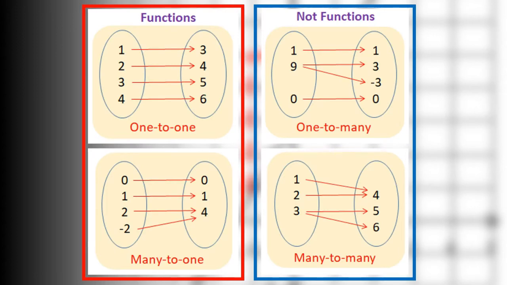Okay? Sa red box, meron tayo diyang functions, illustration of functions, and sa blue box, meron tayo diyang illustrations ng not functions. Okay? Look at that illustration carefully. So, kapag functions, tinatawag natin siyang one-to-one, many-to-one, and kapag not functions, ito ay one-to-many and many-to-many.